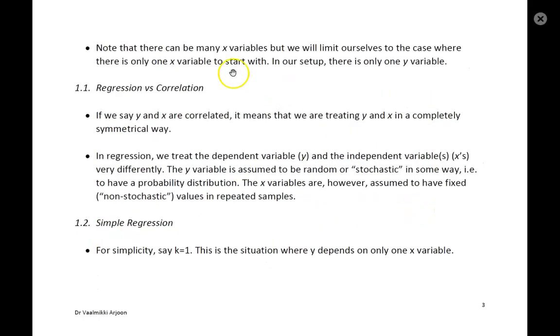Okay, so of course you can have many x variables. But for the purpose of this lecture for now, we will limit ourselves to the case where there's only one x variable to start with. So let's look at the difference between regression and correlation. If we say x and y are correlated, all it means is that we're treating x and y in a symmetrical way. In other words, we're not looking to see how x affects y. All we're looking to see is whether there's some kind of a relationship between x and y.